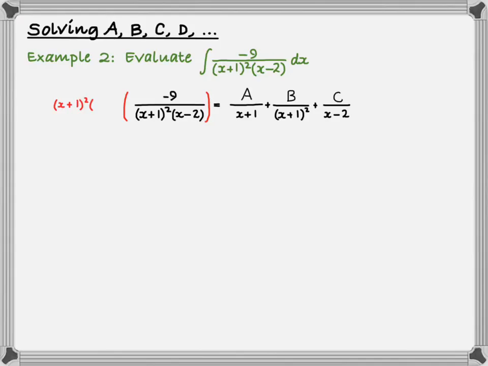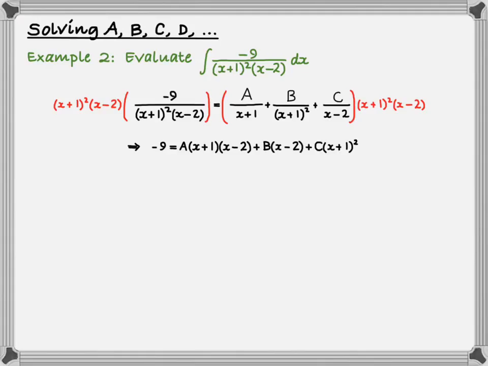Multiplying both sides by the LCD (x plus 1) squared (x minus 2), we can multiply this out and simplify it to leave us with the equation that negative 9 equals A(x plus 1)(x minus 2) plus B(x minus 2) plus C(x plus 1) squared, and let's call this equation 1. To find the values of A, B, and C, we have two options.